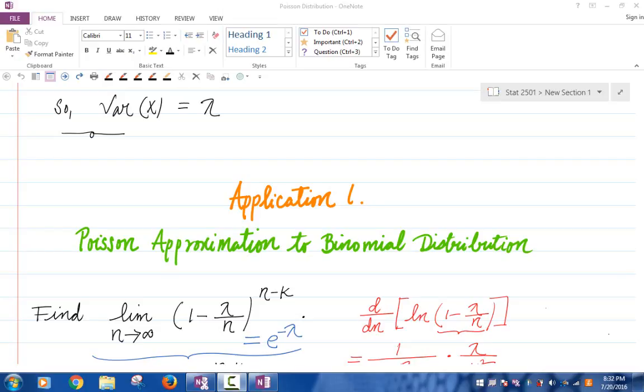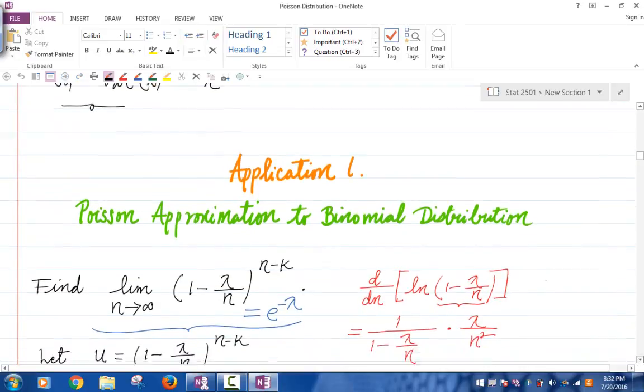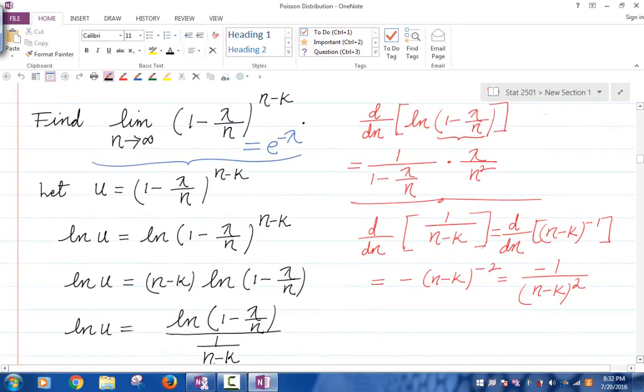In the previous video, we started to discuss an application of the Poisson distribution. We evaluated the limit as n goes to infinity of (1 - λ/n)^(n-k), and we found that the limit is e^(-λ), where we used L'Hopital's rule.